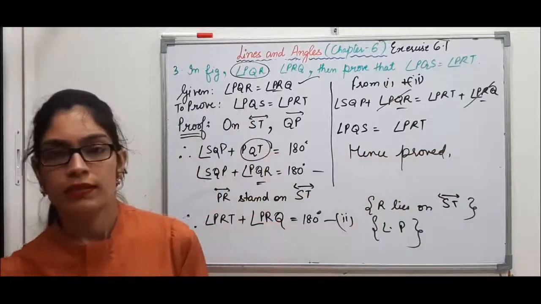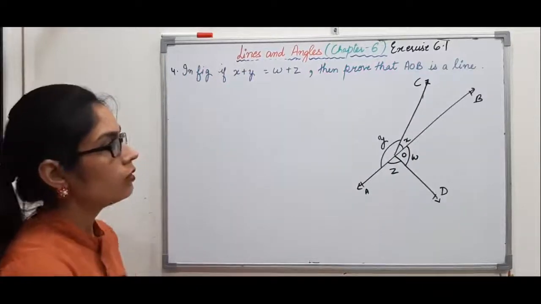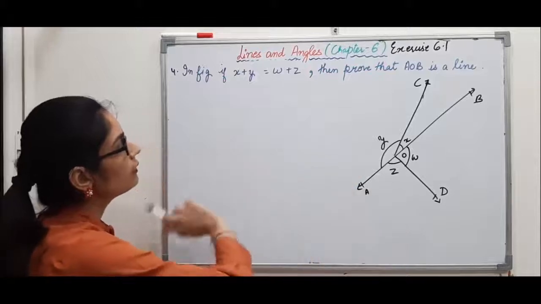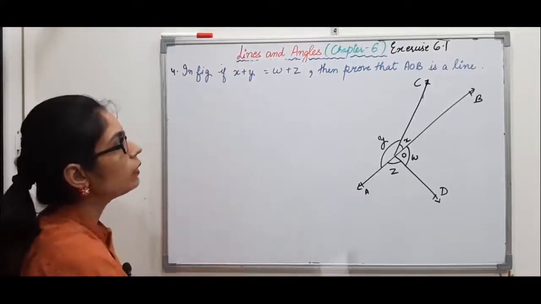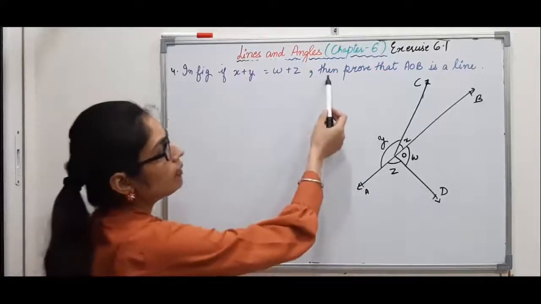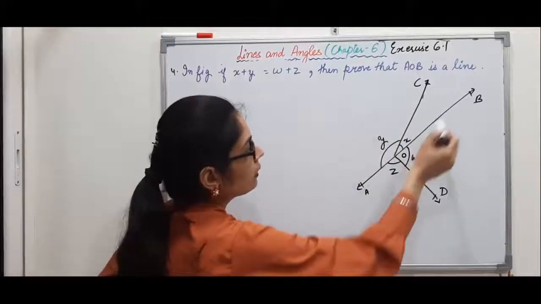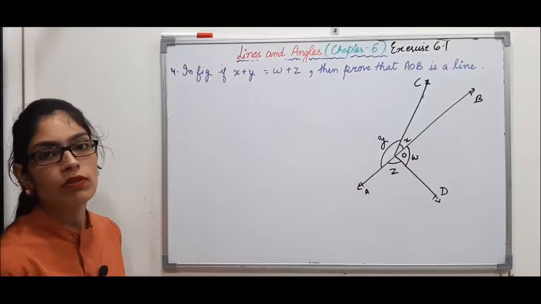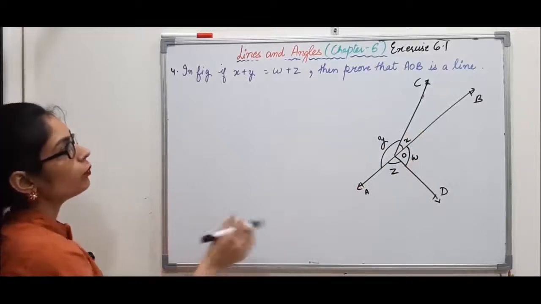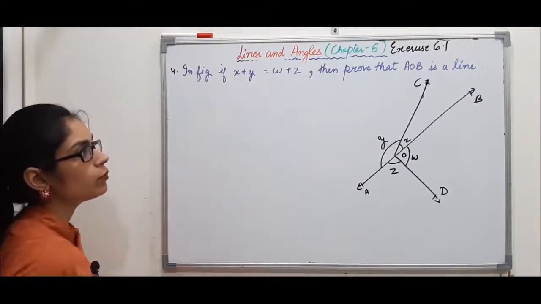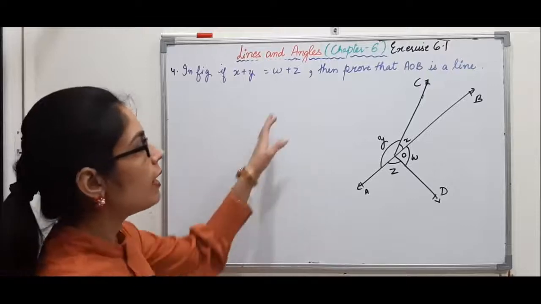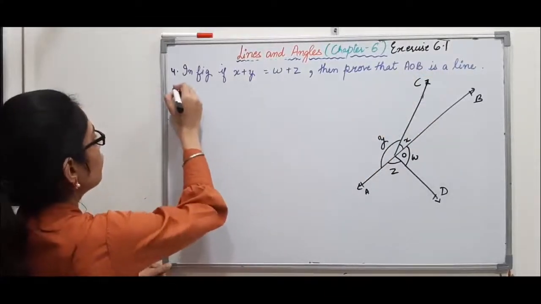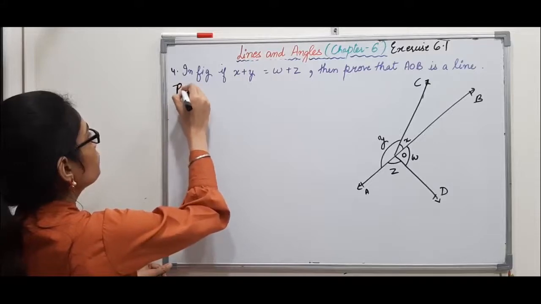Now let's do the next question. In question number 4, this figure is given to us, and it's given x plus y is equal to y plus z. Then we have to prove that AOB is a line. So let's start. You have to start the same way. First of all, write the given, then the to prove. Given is this: x plus y is equal to w plus z, and to prove AOB is a line. So I'll start directly from the proof.